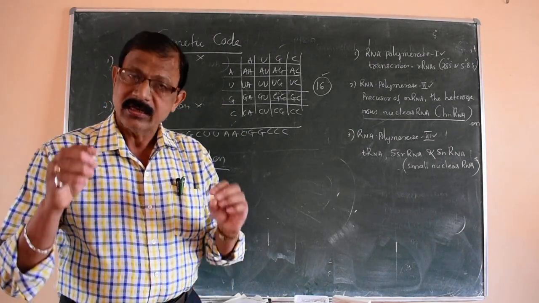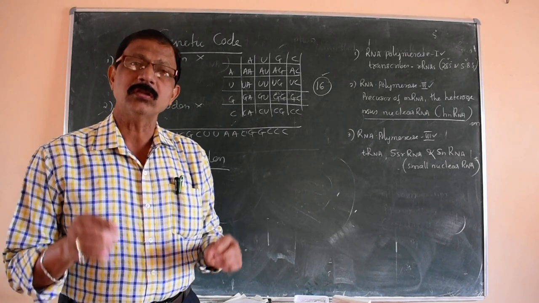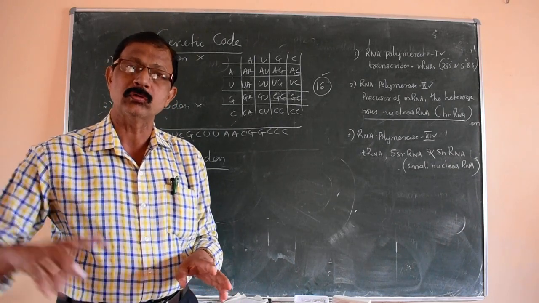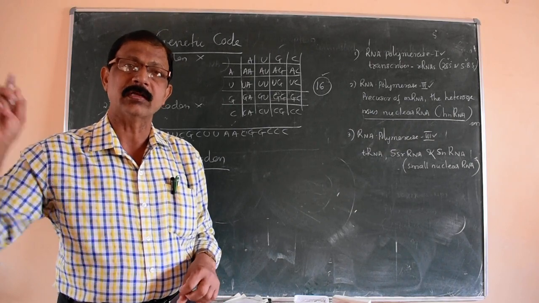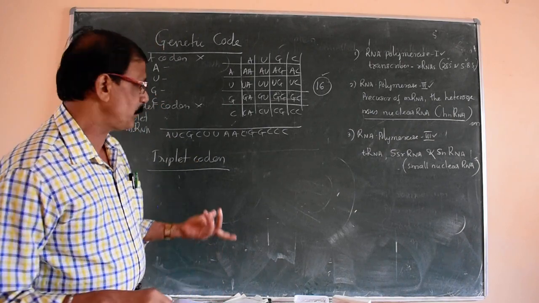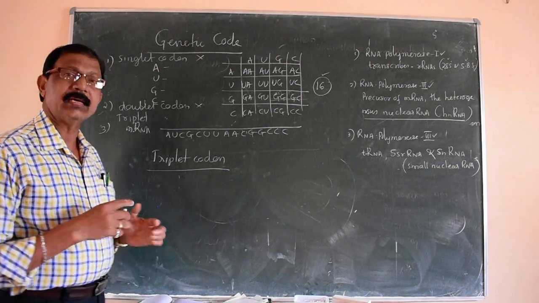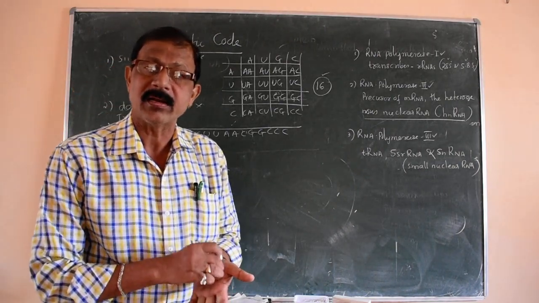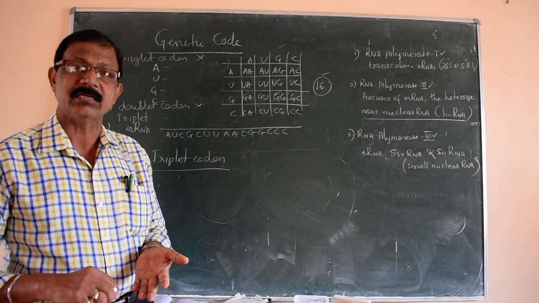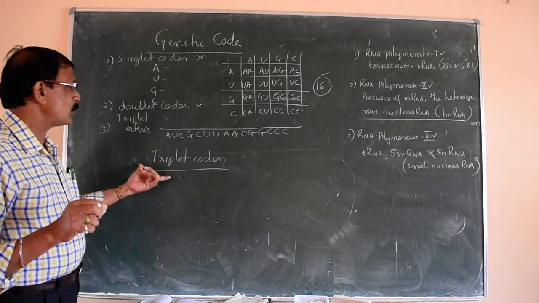And this is the reality in all the living organisms, from prokaryote to multicellular, highly organized plant and animal. The same type of codon system is there, and that is depicted in the mRNA, because mRNA contains the genetic message, and that is the triplet codon system.